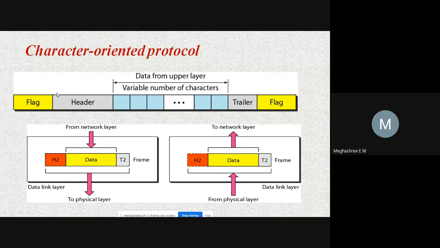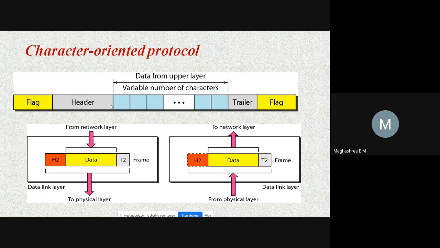Okay, so I'll just repeat it here. Variable size framing is used. The header and trailer will be included for the data that is received from the upper layer, for which the flags are added to specify the starting of the frame and the ending of the frame.